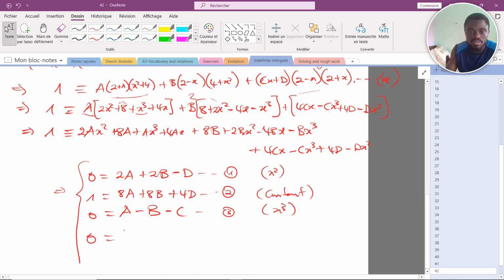This will give 4a, minus 4b, plus 4c. What again? There's no other term, so this will be equation 4. So this was for terms in x. So let me rearrange it.